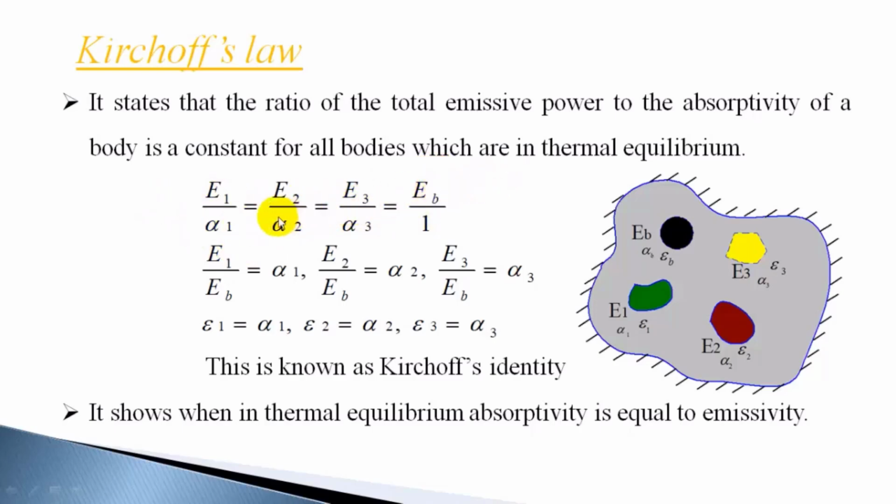We are bringing the EB to the left hand side. So E1 by EB is equal to alpha 1 by 1. So E1 by EB is alpha 1. Alpha 1 by 1, so alpha 1.